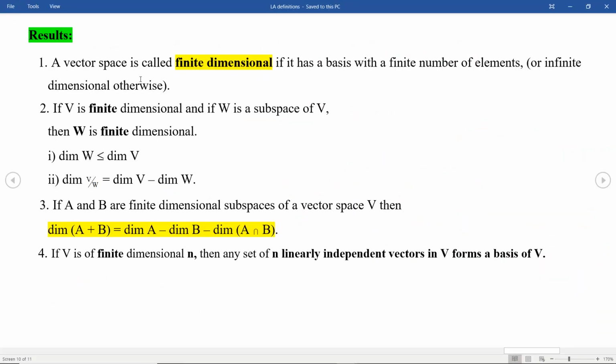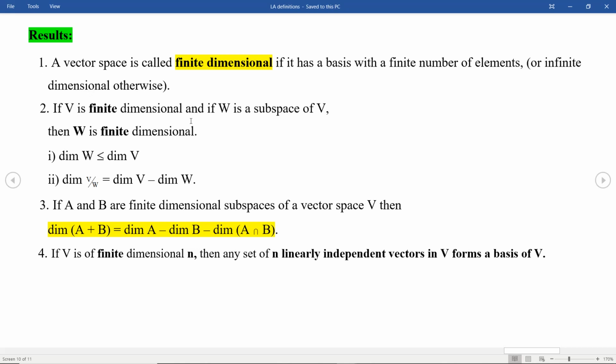A vector space is called finite dimensional if it has a basis with a finite number of elements. So a vector space being finite dimensional doesn't mean the number of elements in the set is finite; the basis set is finite, that is the meaning. Or suppose the basis has an infinite number of elements, then the vector space is called an infinite dimensional vector space.